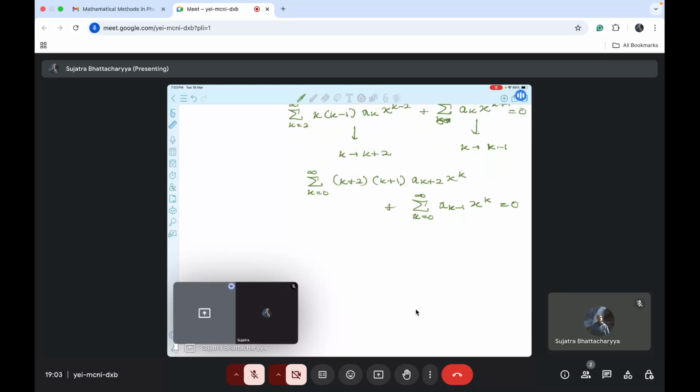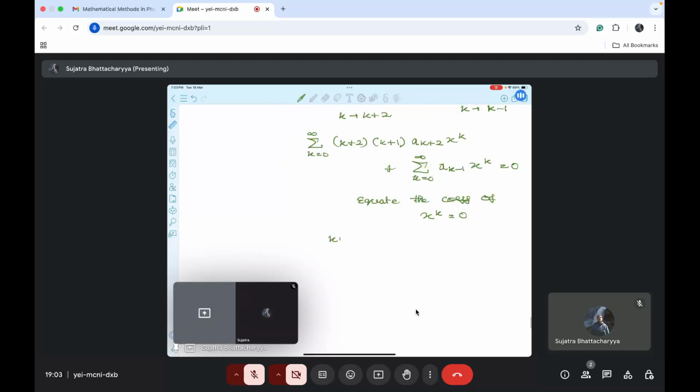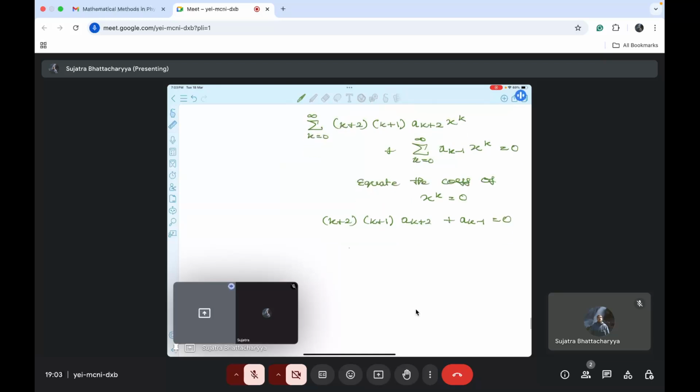Done. This is done. Now equate the coefficient of x to the power k to 0. So k plus 2, k plus 1, ak plus 2 plus ak minus 1 should be equal to 0. So ak plus 2 you leave on the left hand side, ak minus 1 you keep on the right hand side, and divide by k plus 2, k plus 1. This should be the recurrence relation formula.